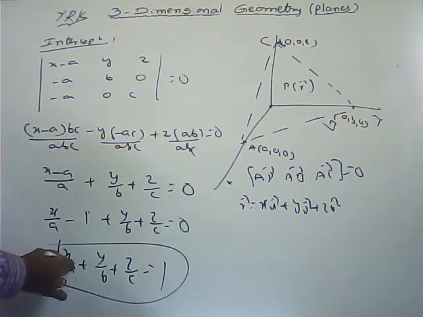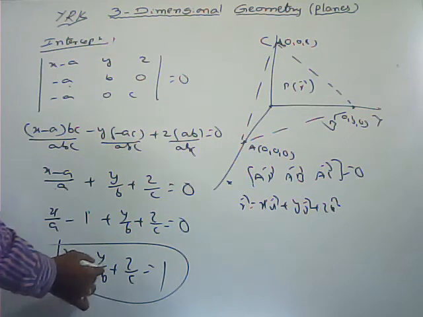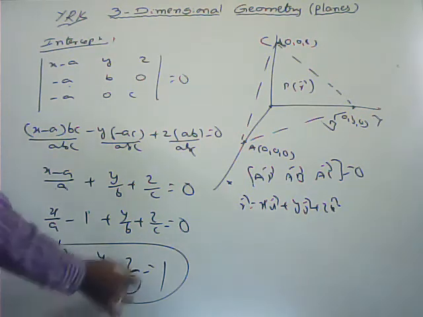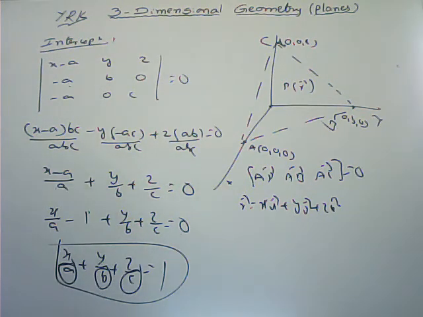Here a is the x-intercept. The plane cuts the x-axis at a, 0, 0, cuts the y-axis at 0, b, 0, and cuts the z-axis at 0, 0, c. This is the intercept form. If any equation of the plane is given, we can find the intercepts like this.